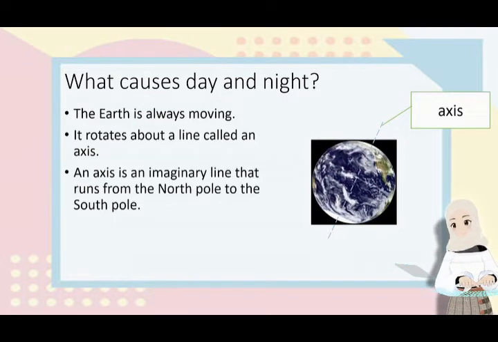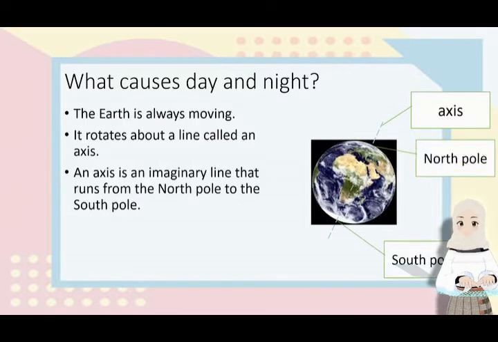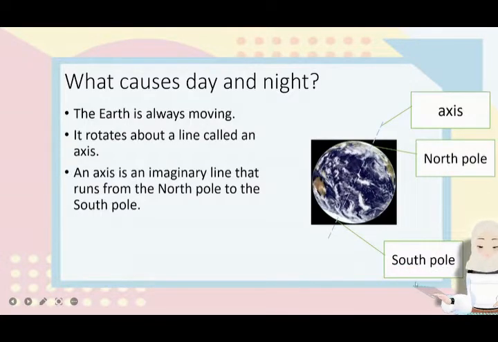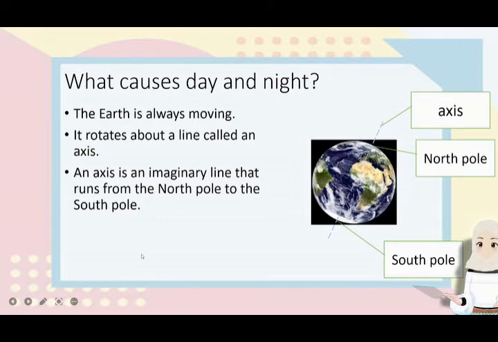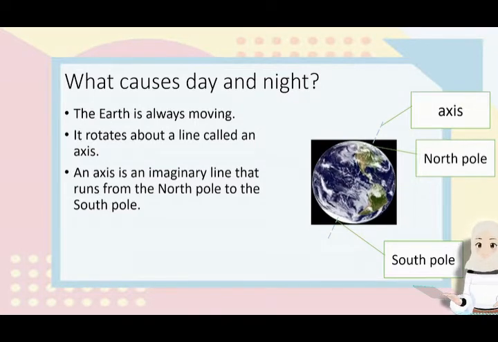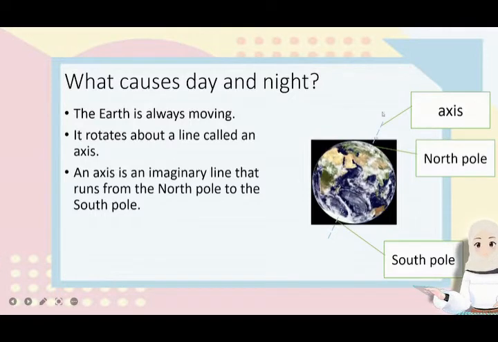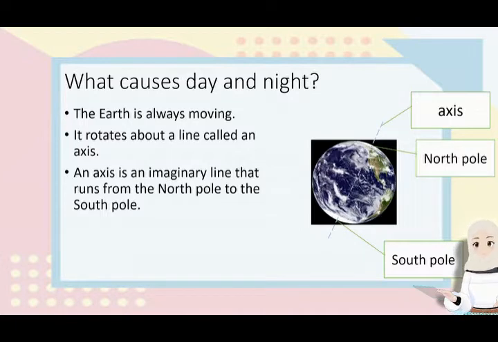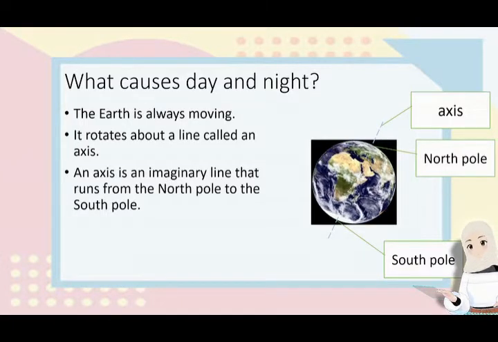An axis is an imaginary line that runs from the North Pole to the South Pole. So, North Pole, South Pole, ialah di mana ia punya barisan tu. Yang garisan ini nada benar-benarnya. Ia macam kira imaginary. Indah benar. Nada benar-benar ada garisan yang kamu dapat lihat dari outer space.